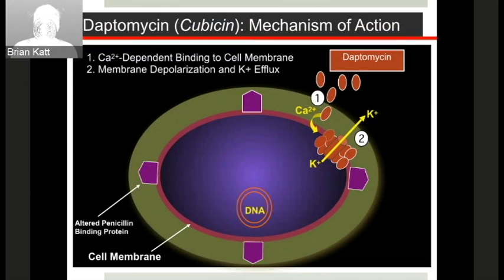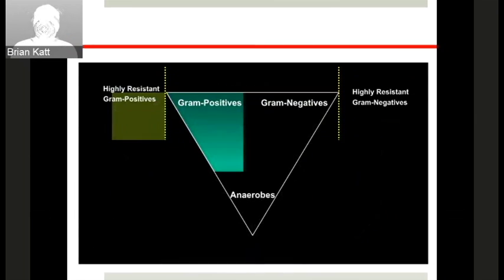The way that it works is it works on the cell membrane. Dapto also is a pure gram-positive drug, but unlike Vanco, it does have some added coverage for VRE and for Staph aureus that is somewhat resistant to Vanco.